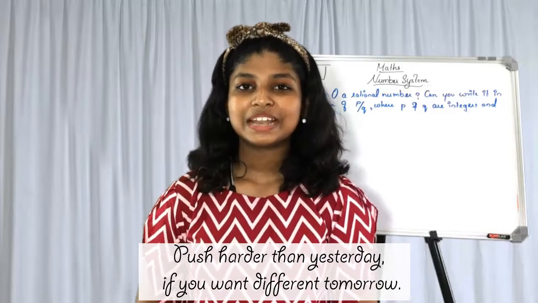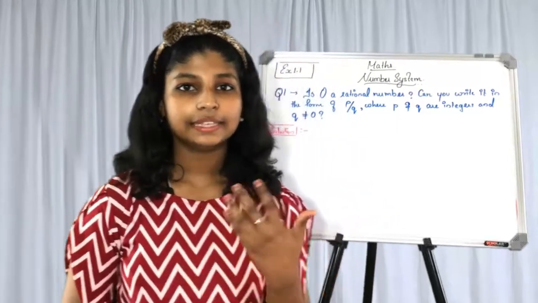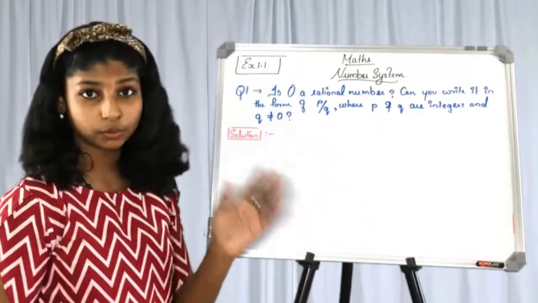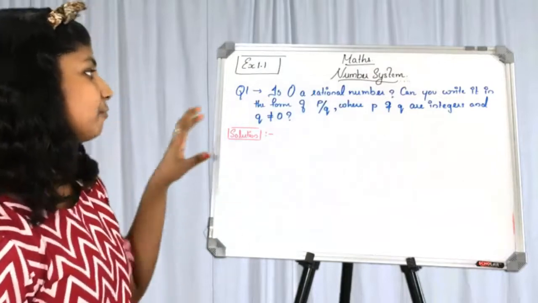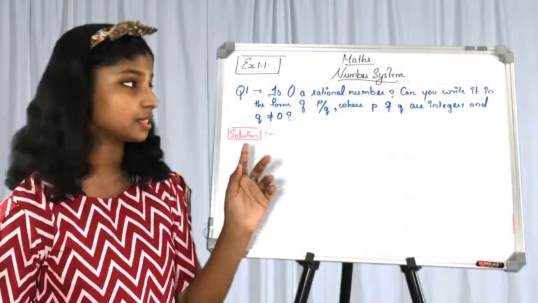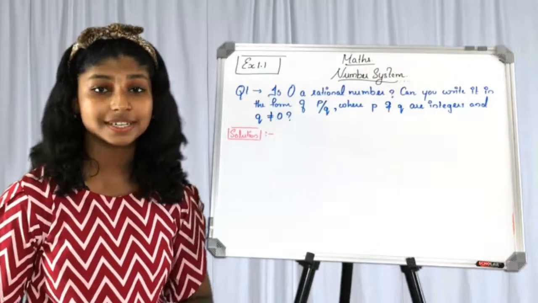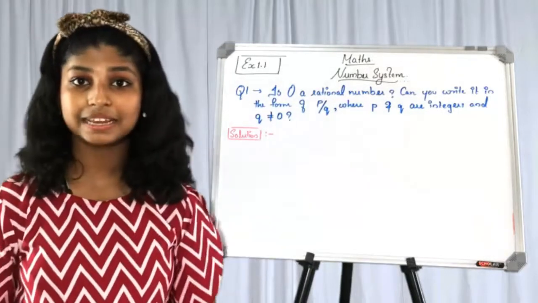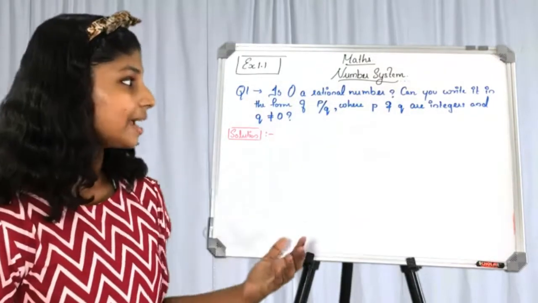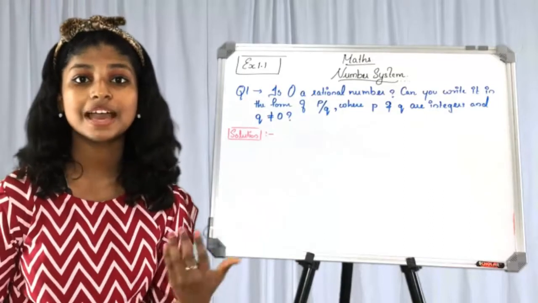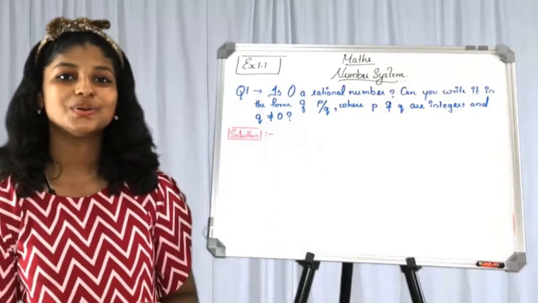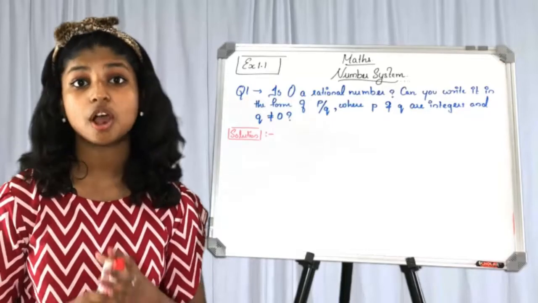Okay, so now let's move back to our topic, and we are going to look at the exercises from the first chapter as we said earlier. We are going to look at exercise 1.1, and here I have written the first question from exercise 1.1. The question is: is 0 a rational number? And can you write it in the form of p by q, where p and q are integers and q is not equal to 0?